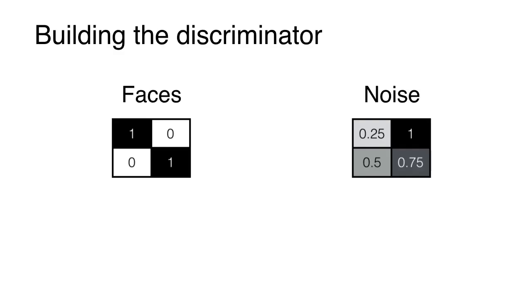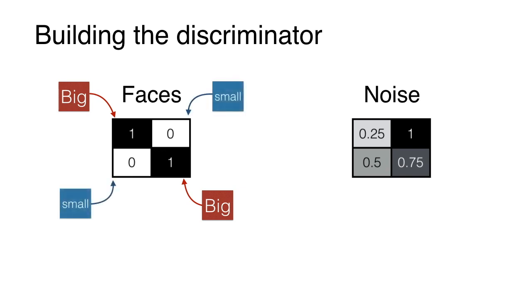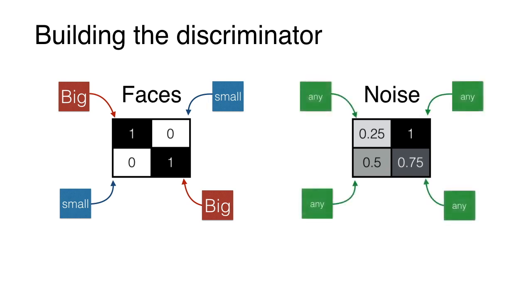Let's start by building the discriminator. The first question is, how are we going to tell faces apart from non-faces? Easy. Notice that in the faces, the top left and the bottom right corners have large values because their pixels are dark, whereas the other 2 corners have small values because their pixels are light. On the other hand, in noisy images, anything can happen.